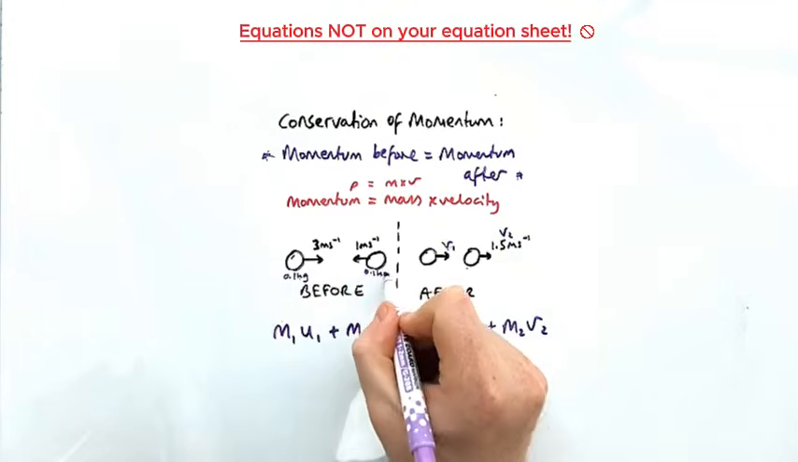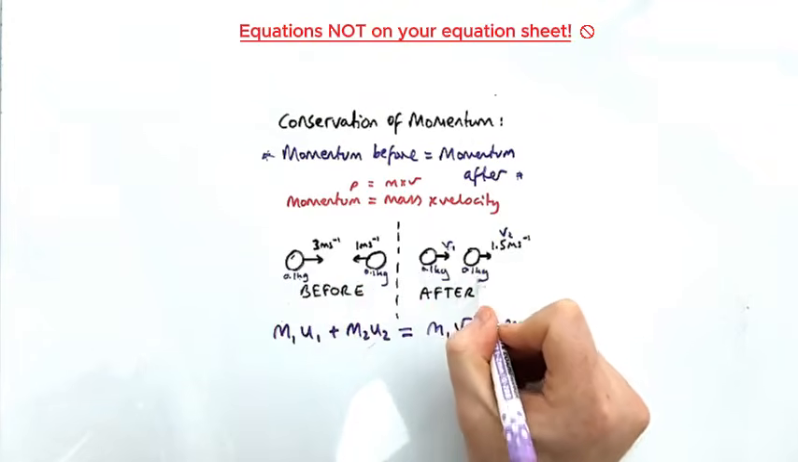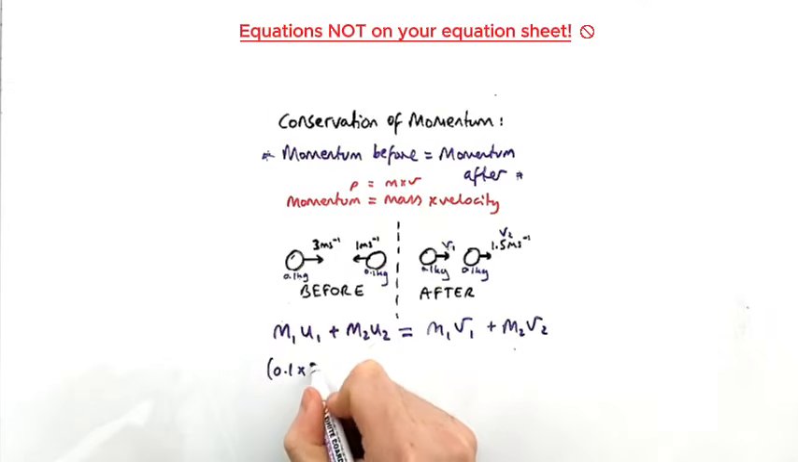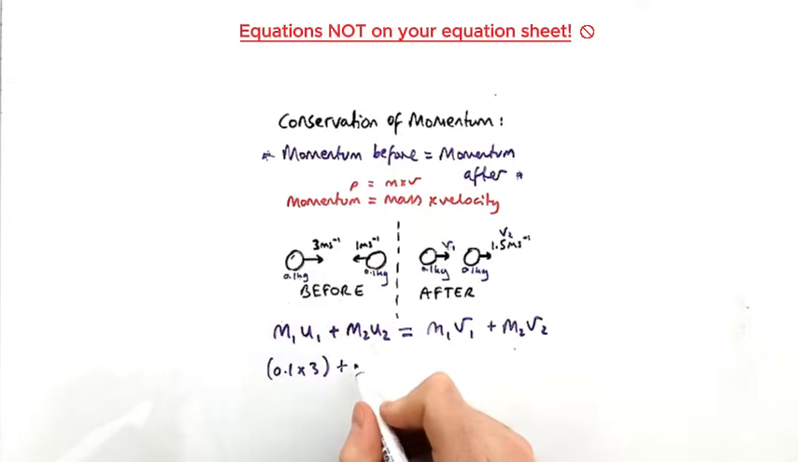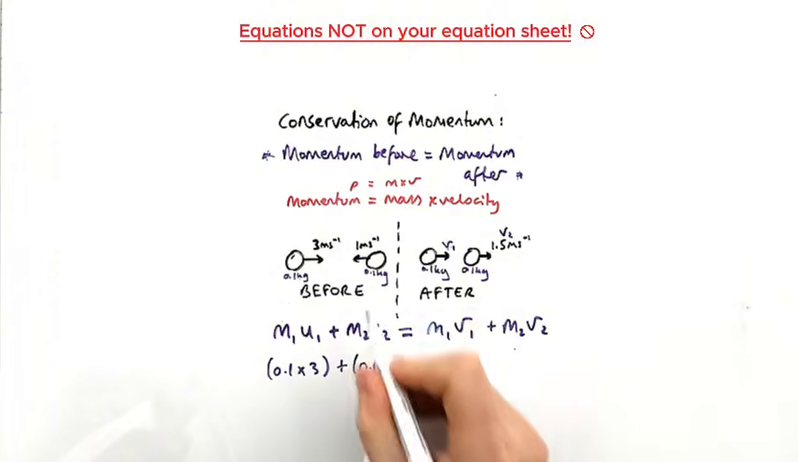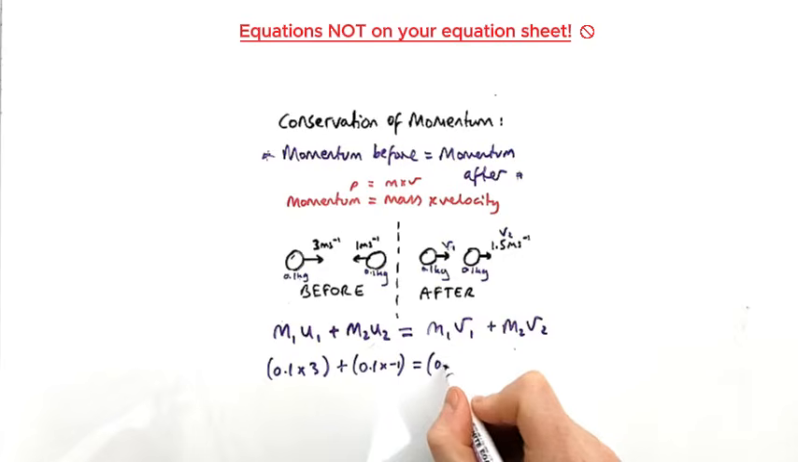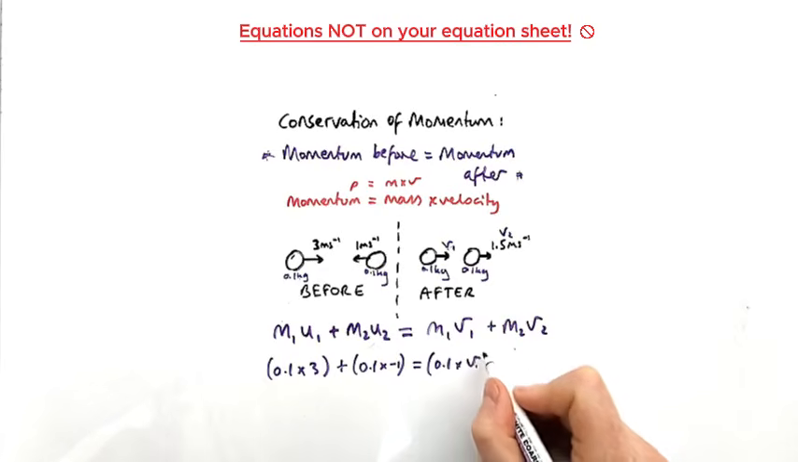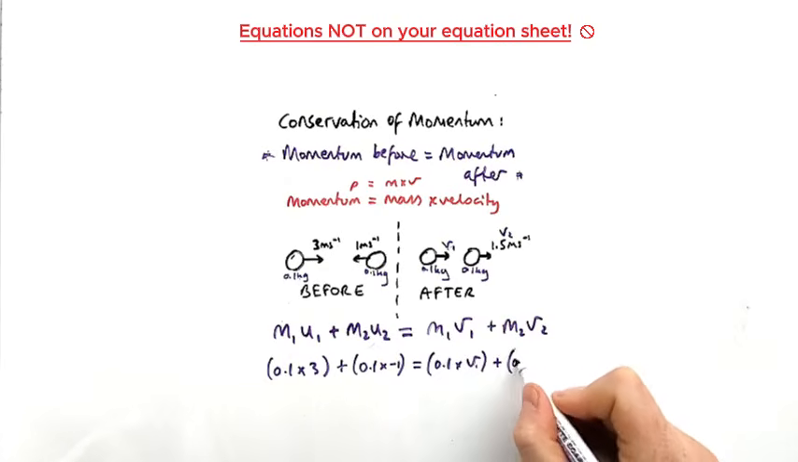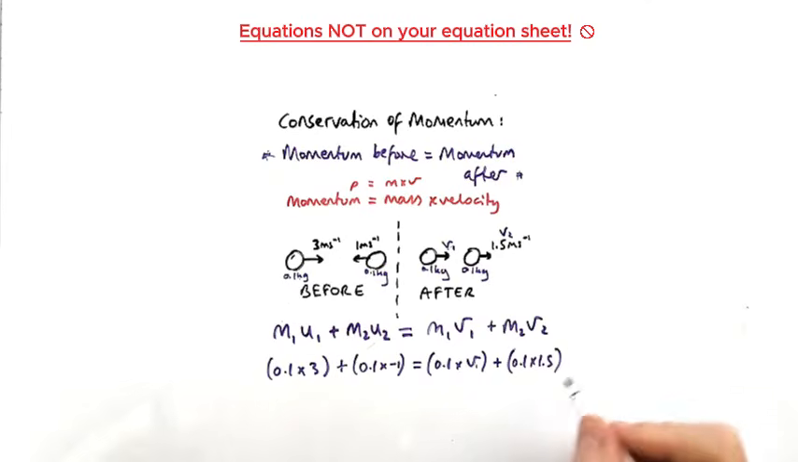Let's put it into practice. Let's say both of these balls have the same mass, so 0.1. If we were to add the momentum together initially, 0.1 times 3 plus 0.1 times minus 1, because the velocity is in the opposite direction, it has to equal 0.1 times its final velocity plus the second ball is going at a speed of 1.5 times that by 0.1. So let's then just resolve for v.